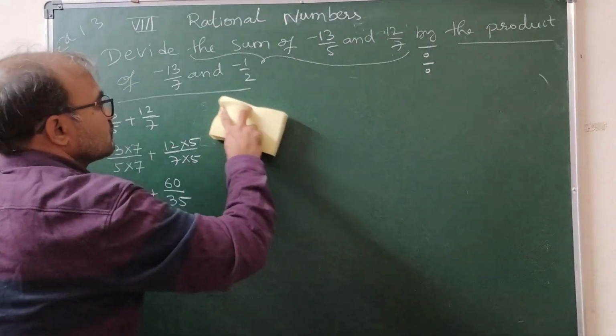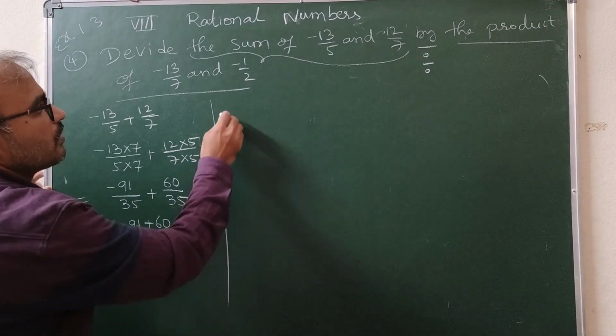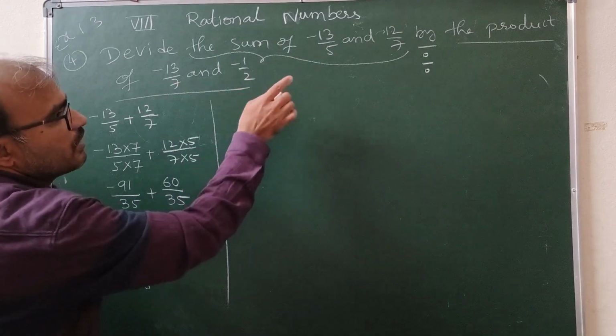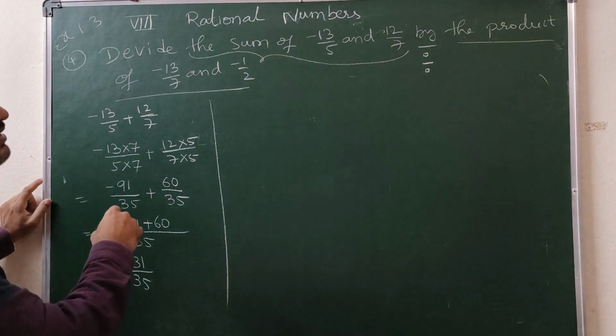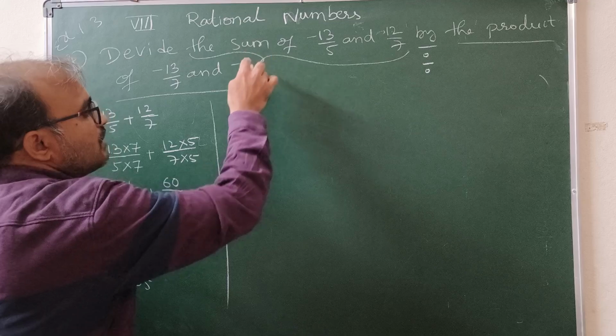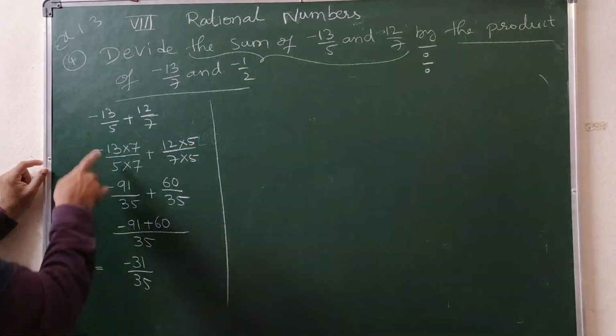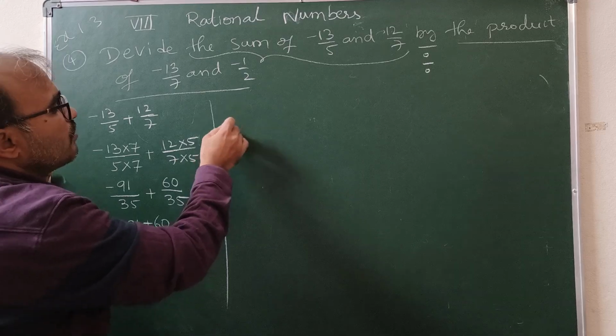Now, next, product. What is that product? Product means multiplication. Sum means addition. Sum is not addition. Sum is actually whatever the number you get after adding them. So this is the sum of these two numbers. Product means to get the product we have to multiply the numbers.